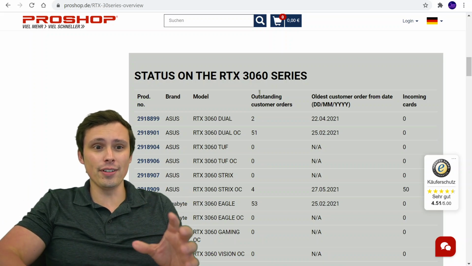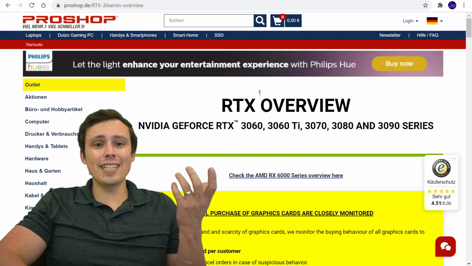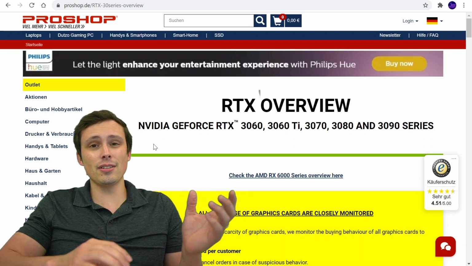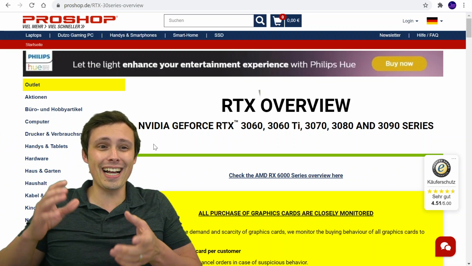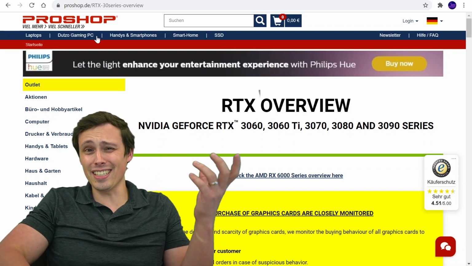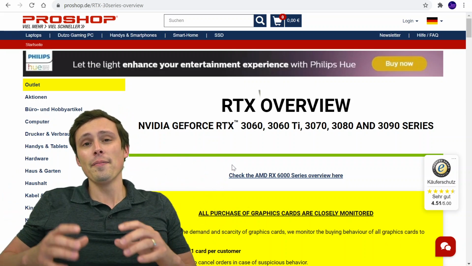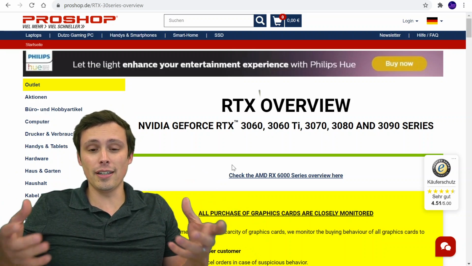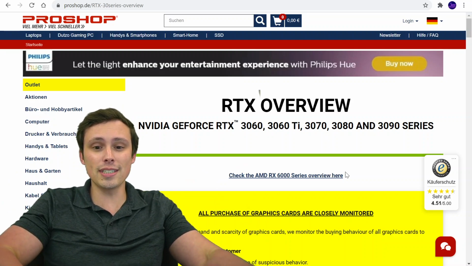But what I do have is one of the most useful things I've been able to find, which is over at ProShop. I'm going to be honest here, this is a European company. I'm American. The site looks like it's in German here, but I think they're actually Dutch or something like that. But the point is, in their location, they are one of the major computer part supplying stores out there.